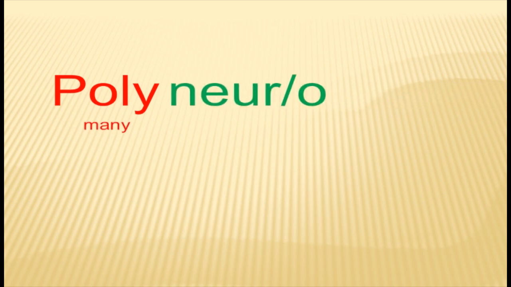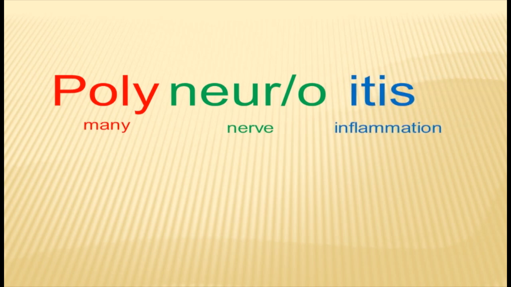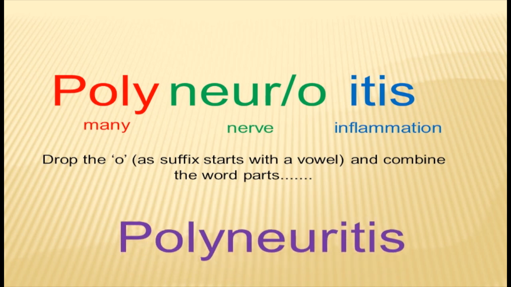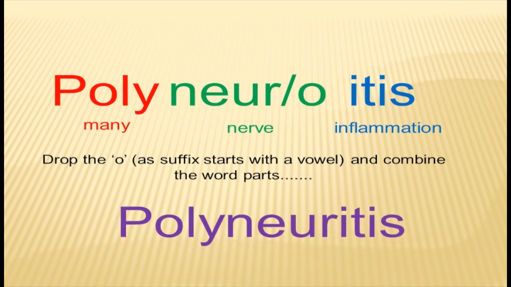Poly, the prefix meaning many. Neuro, the root word meaning nerve. Itis, a very common suffix meaning inflammation. We drop the O as the suffix begins with a vowel and combine the word parts, making the word polyneuritis. We start at the end and come to the beginning. Inflammation of many nerves. Polyneuritis.